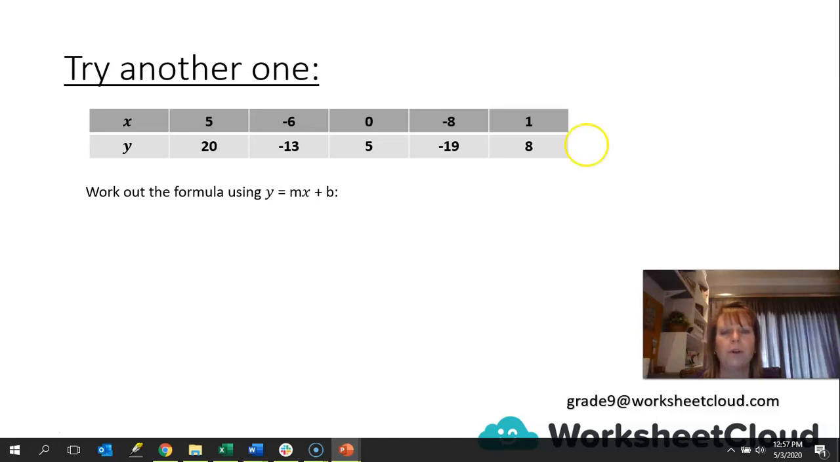Remember what we need to do. We need to find the difference between all the y values, and then the difference between all the x values. Okay, so what we will do is we will go 33, because from 20 to minus 13 is 33. It's minus 33 actually, over minus 11, going from 5 to minus 6. From minus 13 to 5 is going to give me 18, okay? And this time it's plus 18. And from minus 6 to 0, we're going to add on 6.